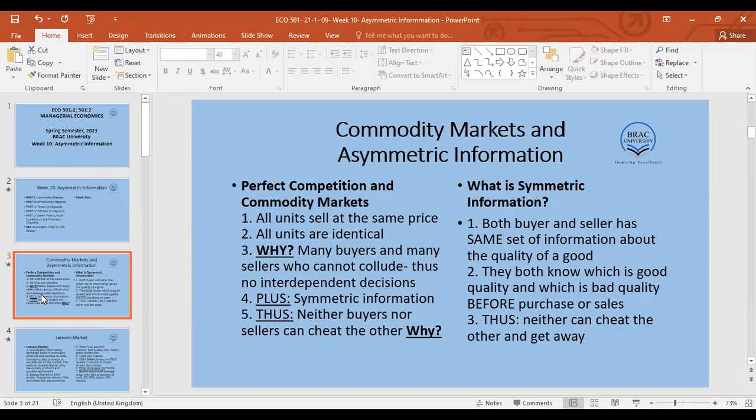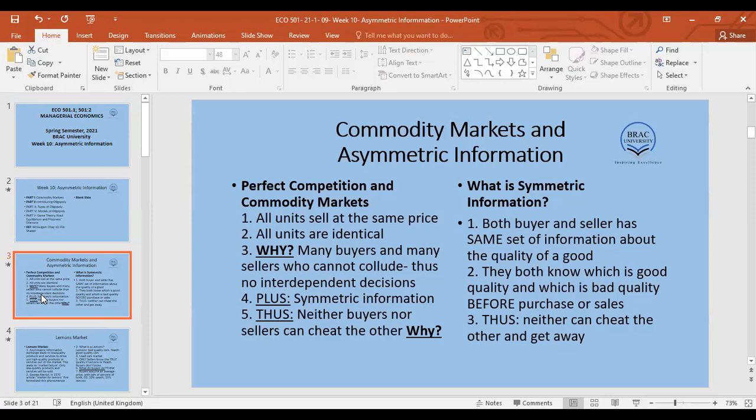In the last class, we introduced the concept of interdependent decision making. Independent decision making means whatever I decide to sell as a seller doesn't affect another seller and vice versa. The third important aspect of commodity markets is that the commodity being sold is homogeneous. It's identical in the eyes of the consumer. So if we want to buy a bottle of Coca-Cola, the seller knows exactly what he's selling. The buyer also knows exactly what he's getting. And the two people have the same set of information.